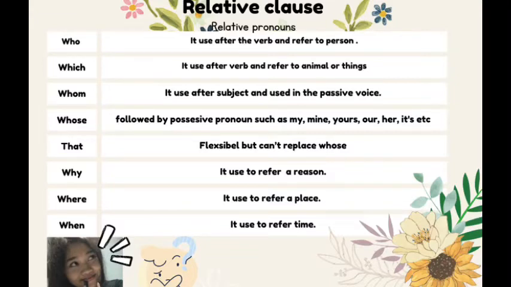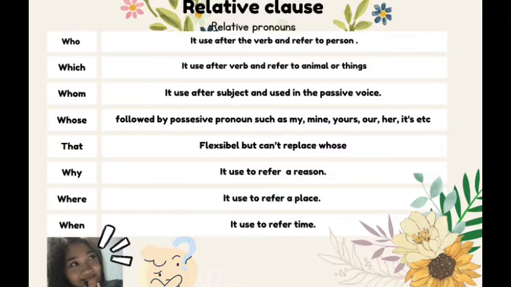Number 3 is whom. Whom is used before the subject and it is used in the passive voice. For example, the boy whom we met yesterday is my boyfriend. So there is a subject after whom, which is we. Number 4 is whose. Whose is followed by possessive pronoun such as mine, yours, ours, my, her, its, and so on. For example, I know a girl whose mom is pretty.